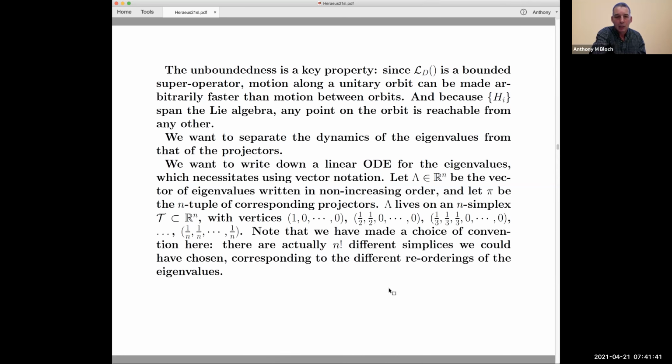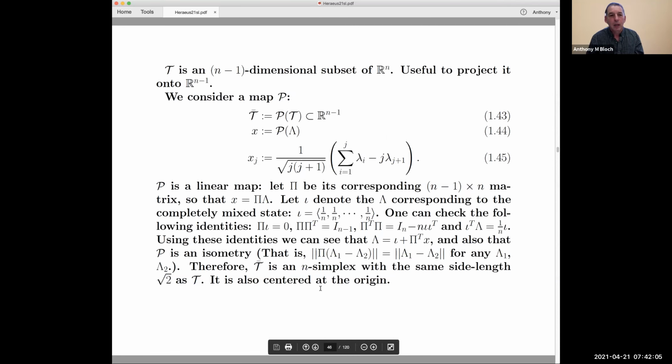So if you let lambda be the vector of eigenvalues written in increasing order, and you let pi be the vector of corresponding projectors, you can check that lambda lives on an n simplex with vertices 1, 0, 0, and so on. There's some choice that you can make here, but basically you're on a simplex, which is also a nice geometrical object. The simplex is an n-1 dimensional subset of Rn, which you can project onto R^(n-1). So you can get this very nice explicit projection.